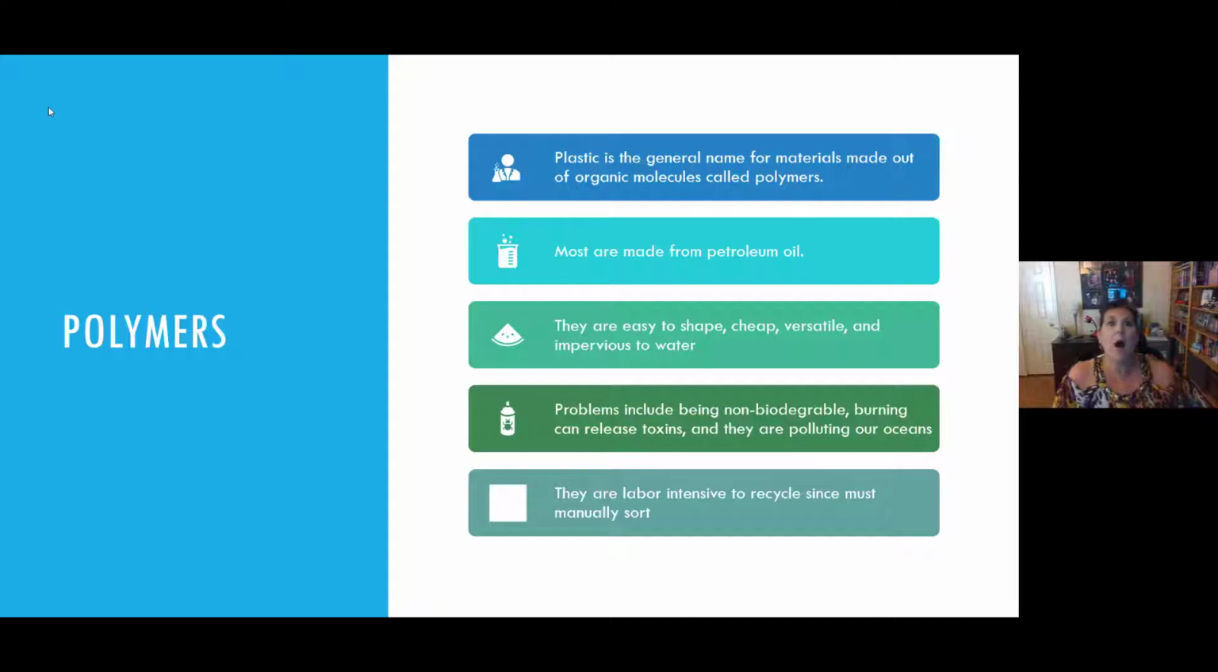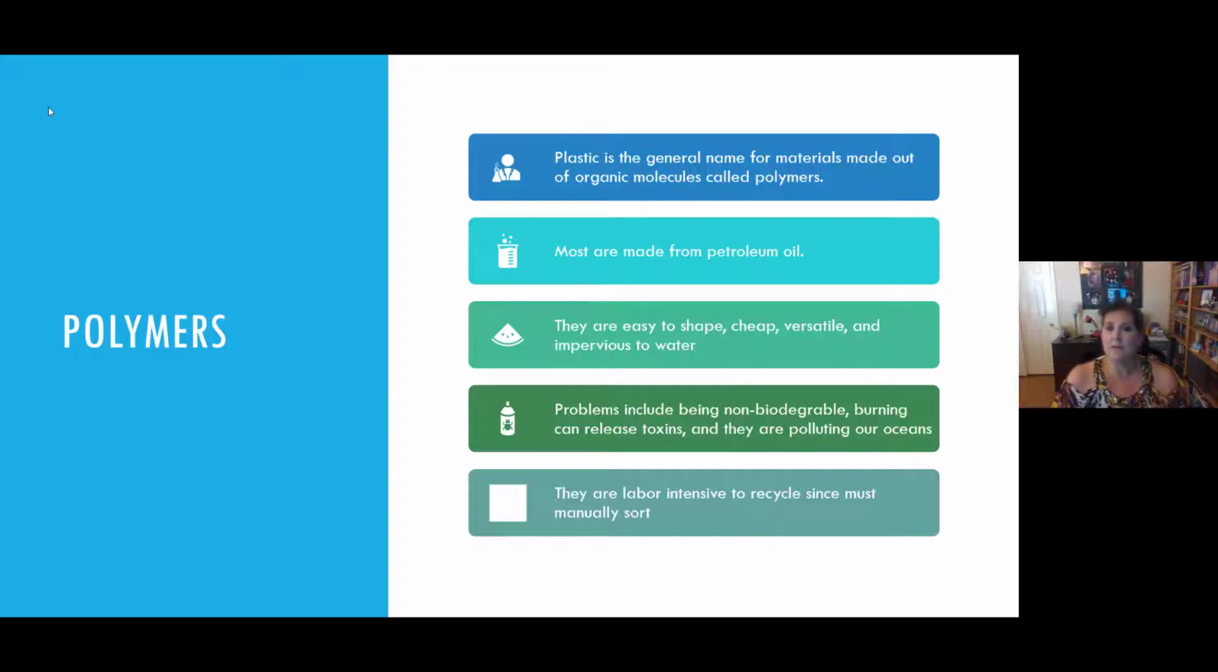All right, so we're going to talk about polymers. Plastic is the general name for materials made out of polymers, which are organic molecules. Most polymers are made from petroleum oil. Remember when we talked about petroleum? It's a fossil fuel. Plastics are actually made from oil. So they're made from fossil fuels, and we have to drill to get the oil to make them.